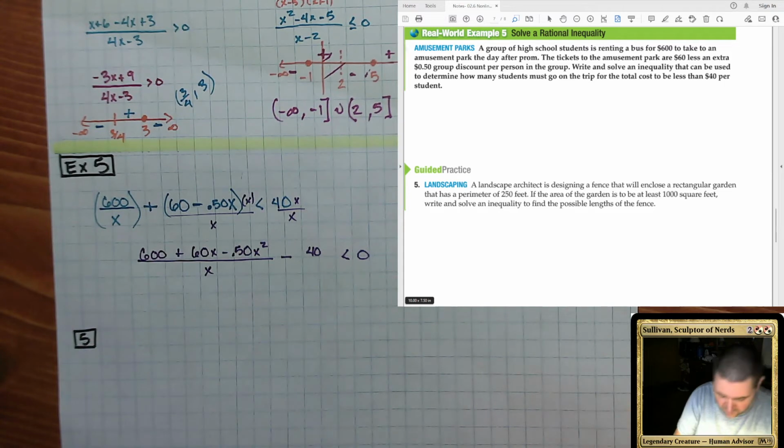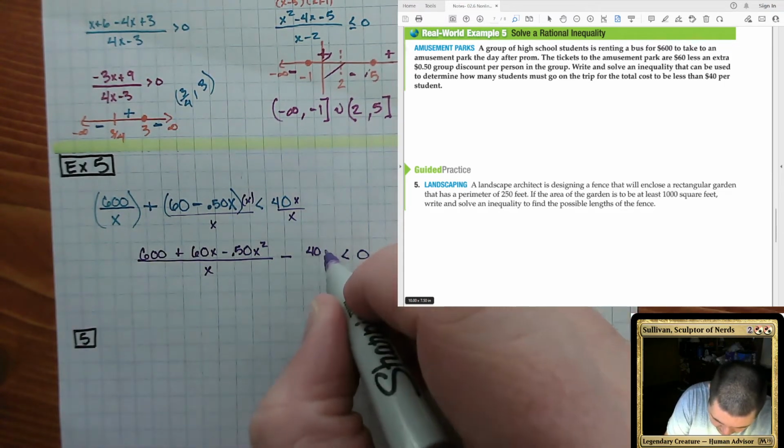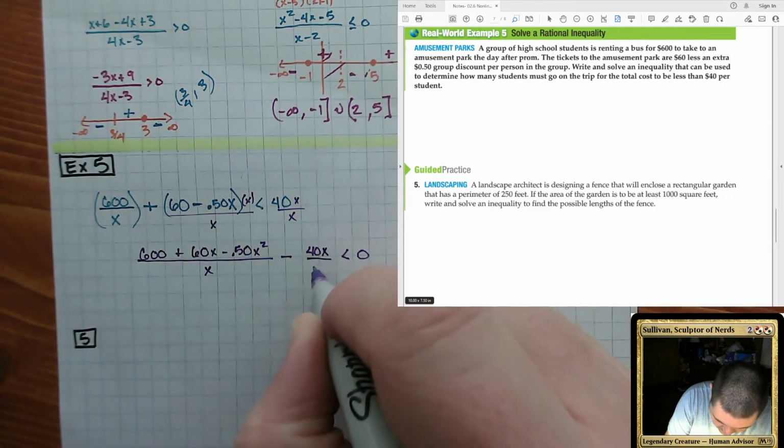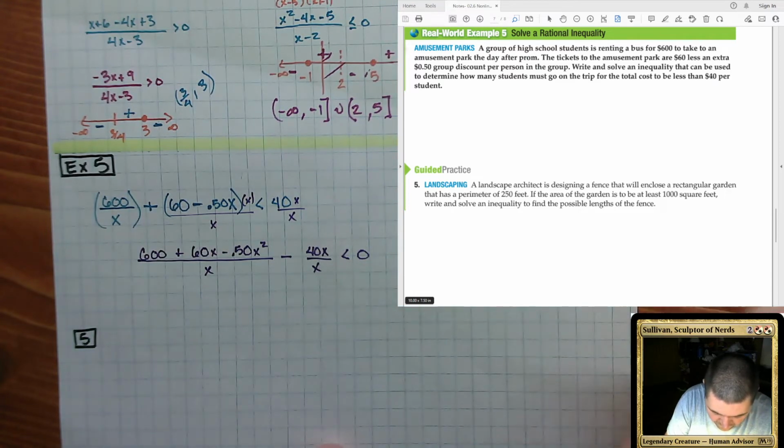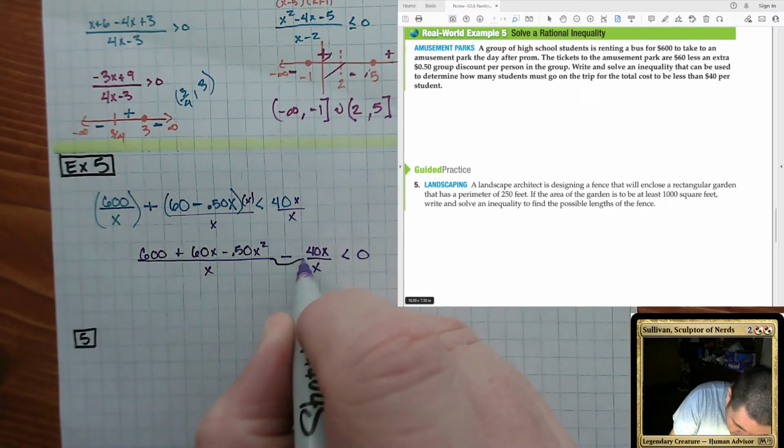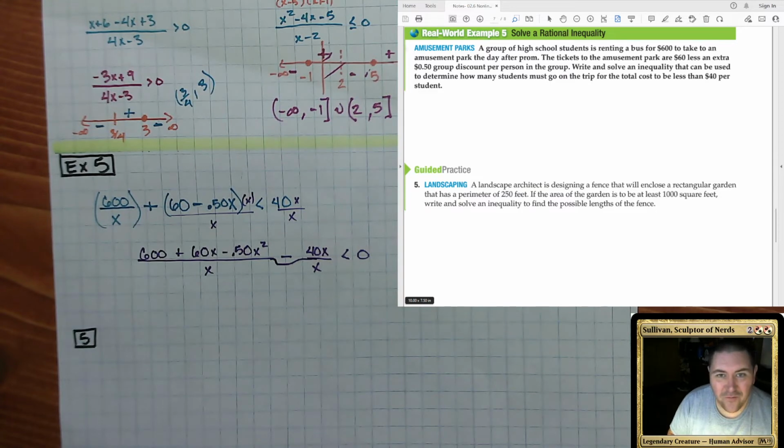Just realized my head's like off the camera there. Like this. So there we go, fixed.